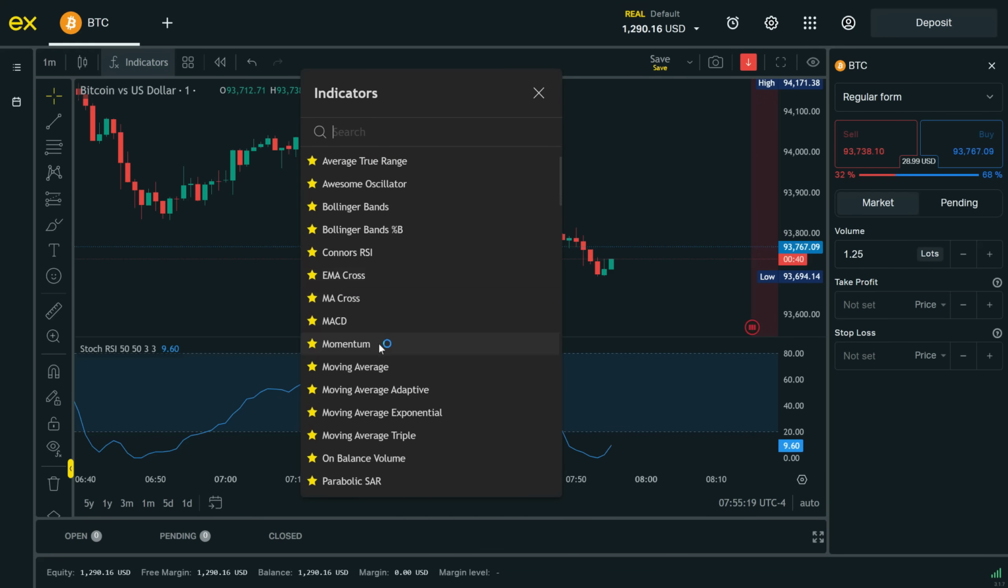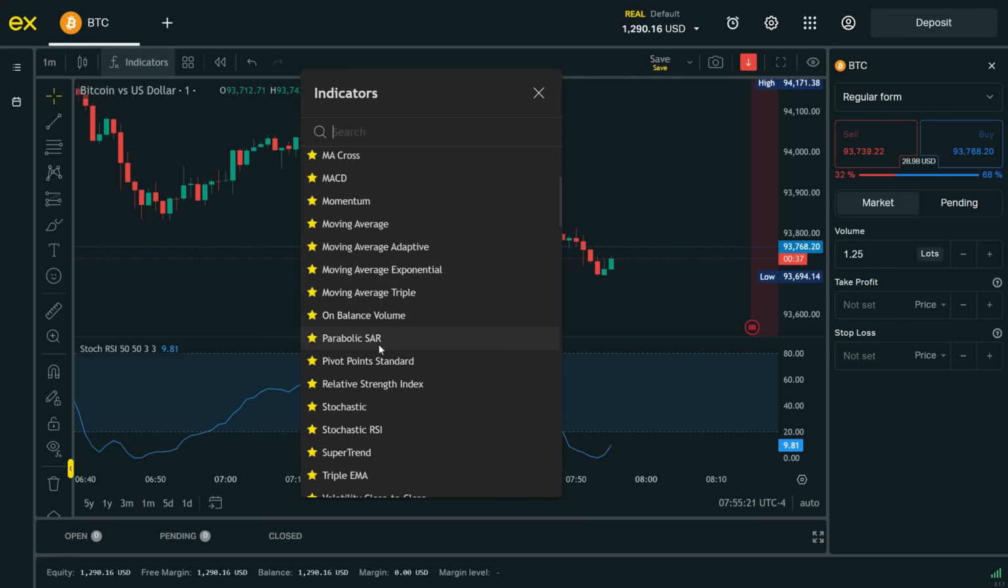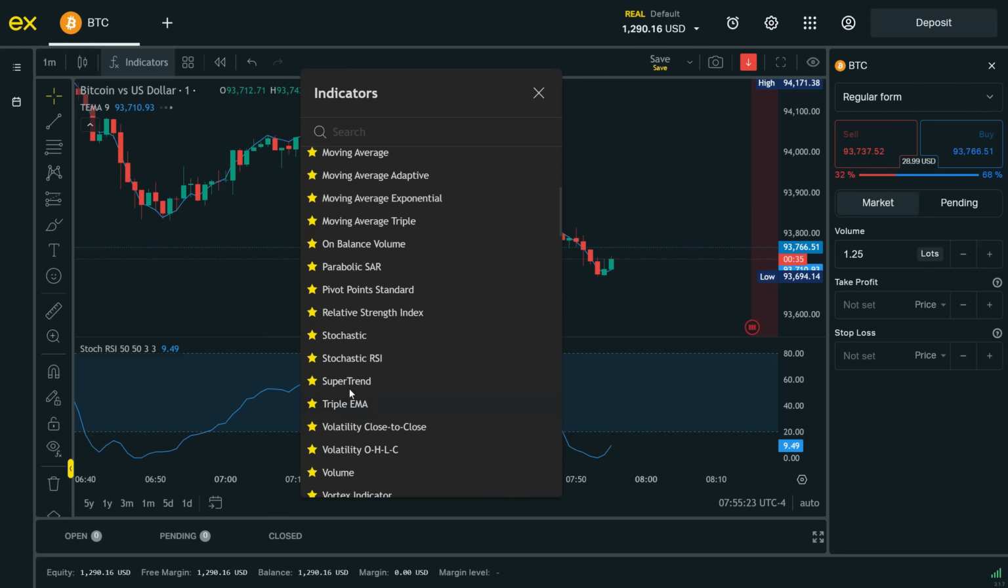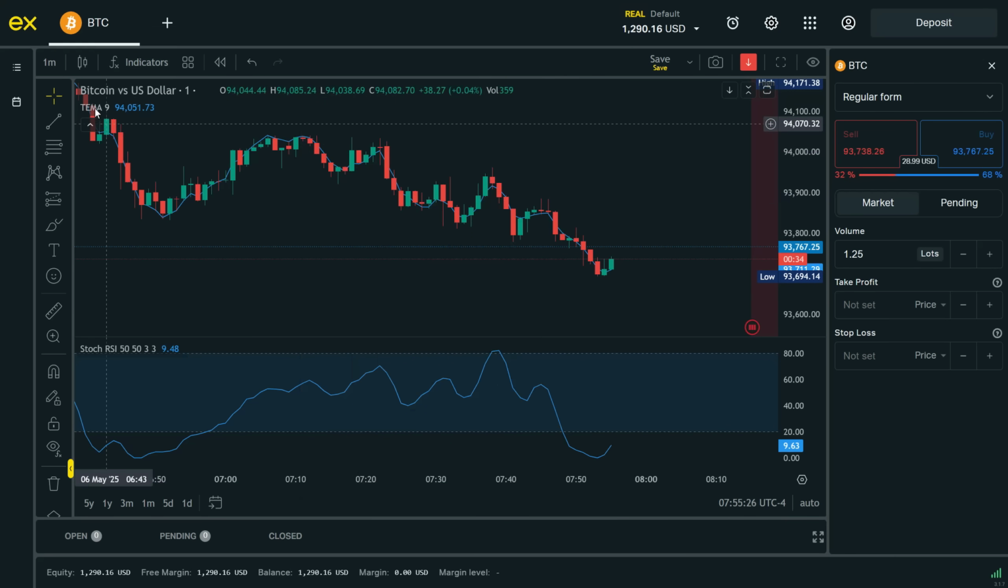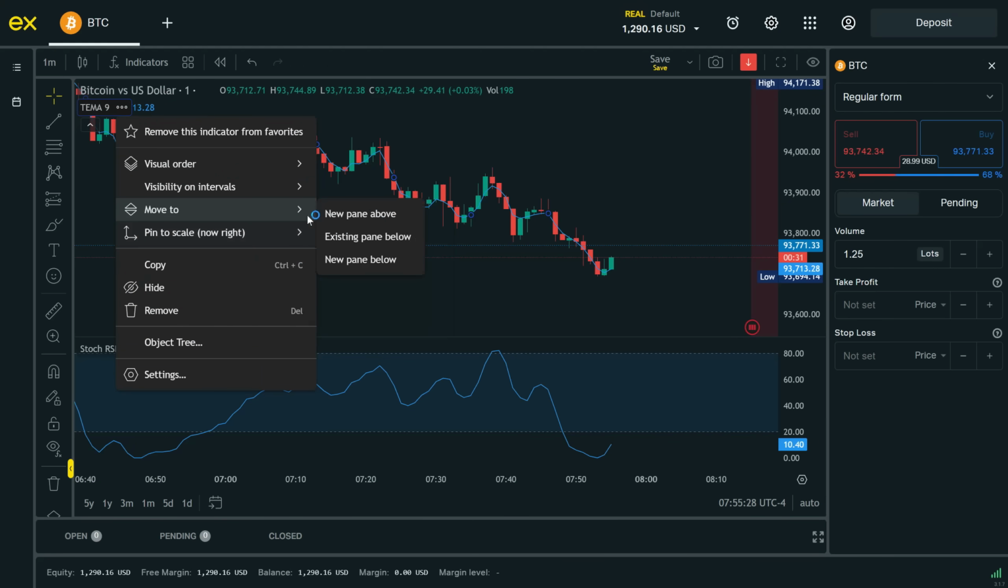It's called the triple EMA, or TEMA for short. Once you add it to your chart, it will appear in its own panel by default. But we want it to sit together with our stochastic RSI for easy comparison. So go ahead and drag the TEMA indicator into the same panel where the stochastic RSI is displayed. It's a simple click and drag.